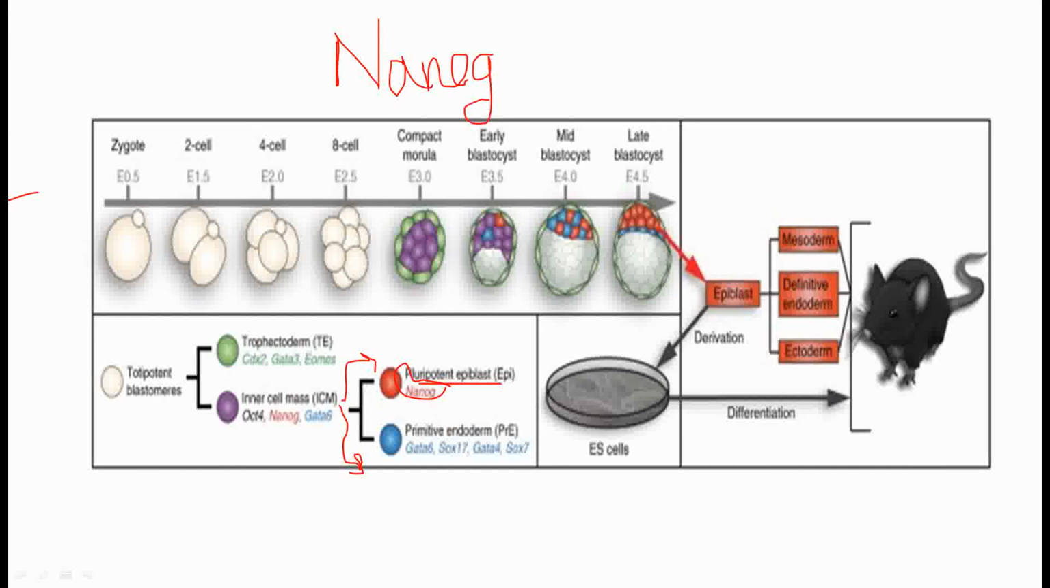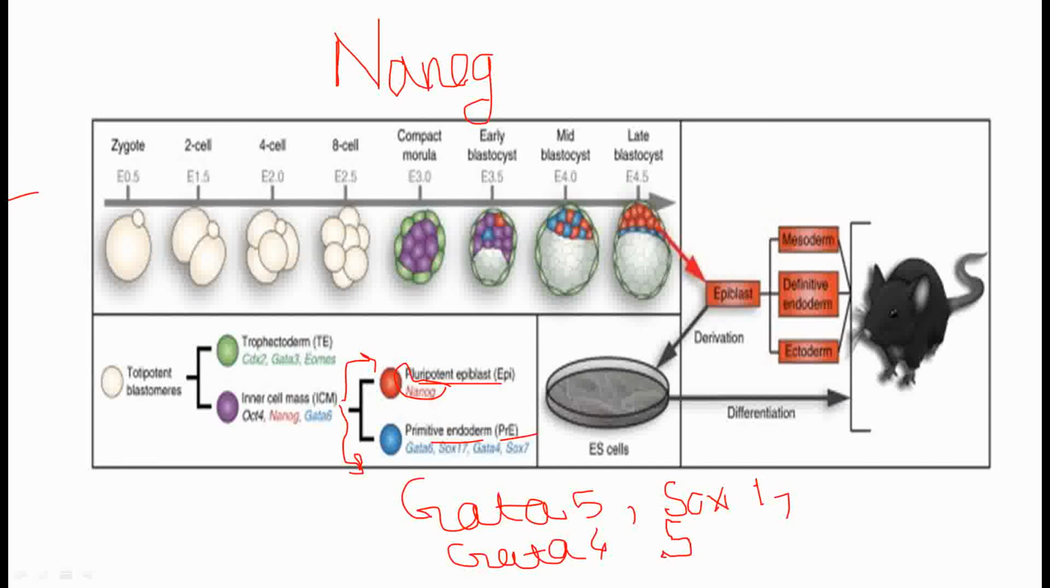And the other is primitive endoderm. The signaling pathways for primitive endoderm are GATA5, SOX17, GATA4, and SOX7. These signaling pathways help in the formation of primitive endoderm.